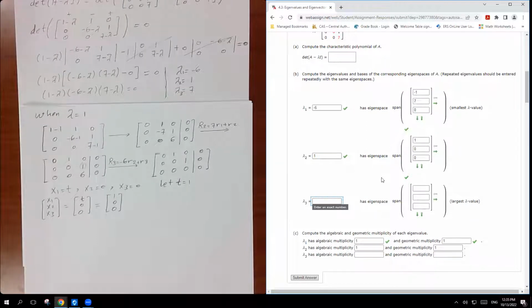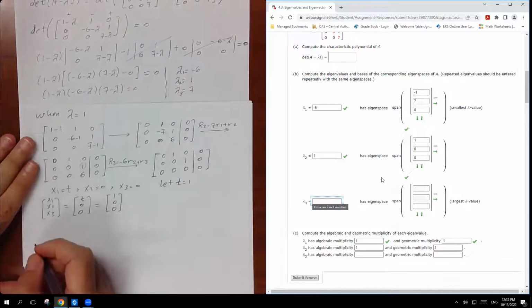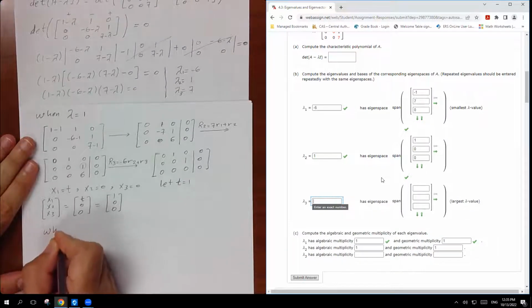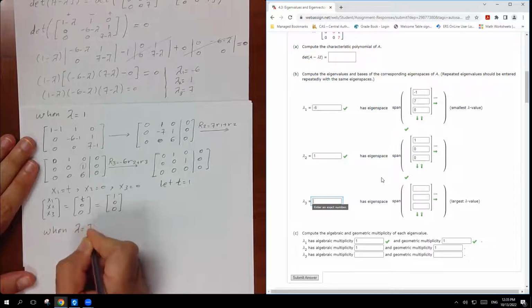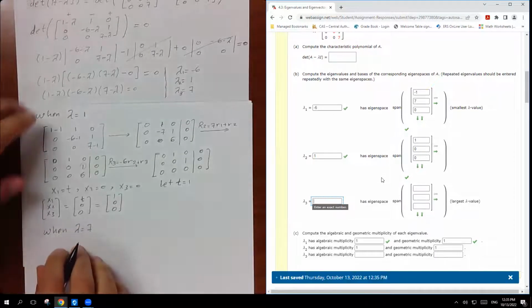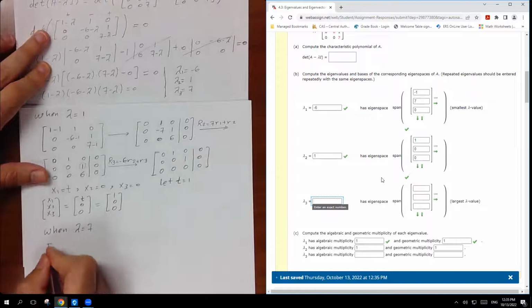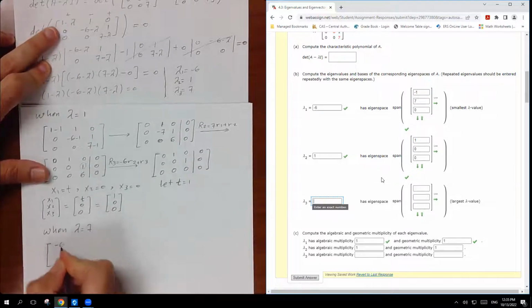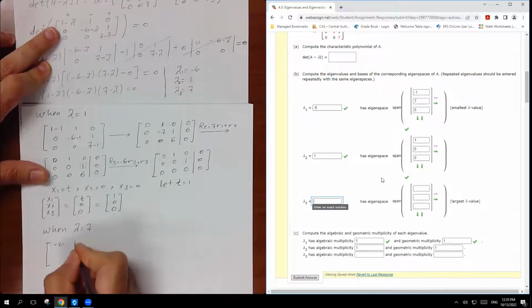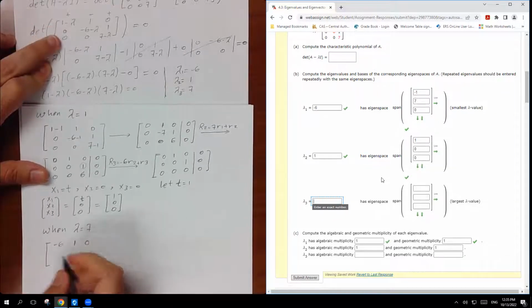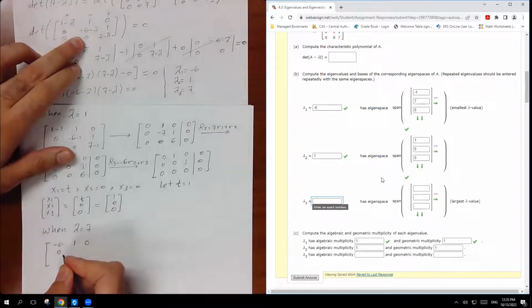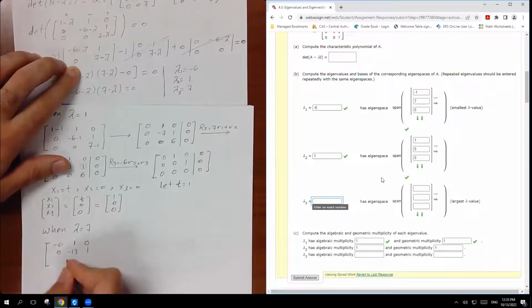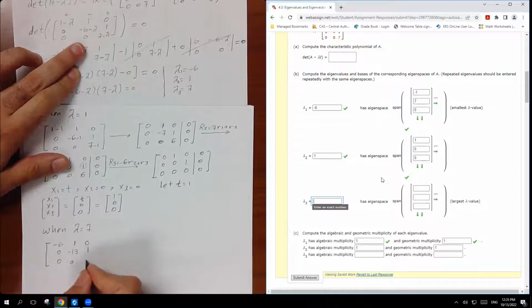For this one, when lambda equals 7, that means we're going to plug in 7 now in the characteristic polynomial. So I'm going to write this down right away. 1 minus 7 is going to be -6. And here is 1, 0. And here is 0. -6 minus 7 is -13. This is 1, 0, and 0. And 7 minus 7 is going to be 0.